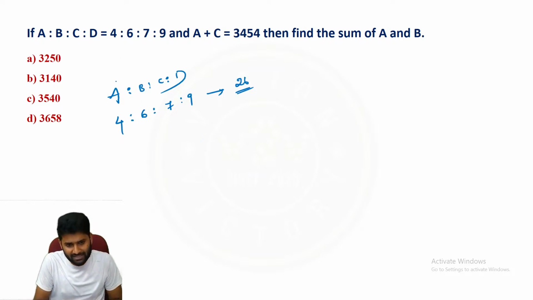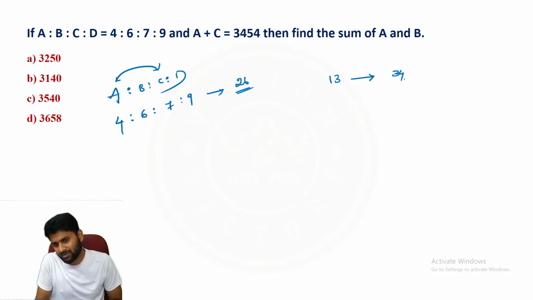Now here the comparison says the sum of A plus C. What is A plus C here? 13 units. 13 units is equal to 3454. What is the sum of A plus B? The sum of A plus B is equal to 10 units. So let's go through the calculation here.